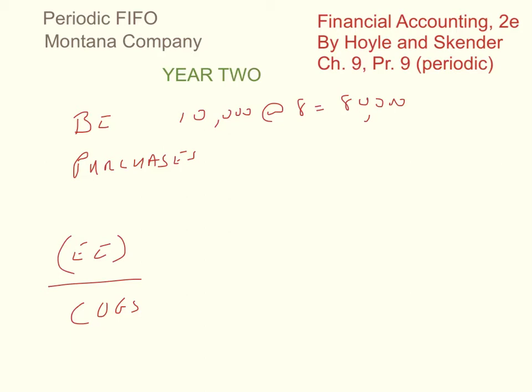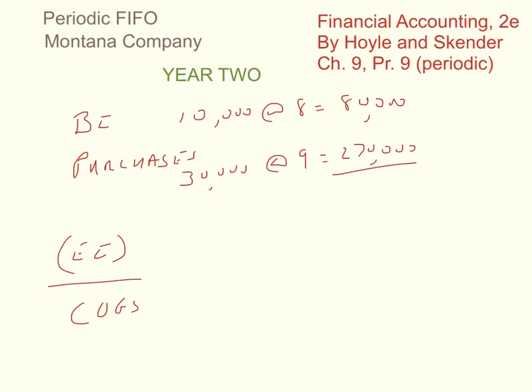In the second year, they purchased 30,000 more units. Once again, we have inflation, and so those units now cost $9 a piece, so $270,000. How much are the goods available for sale in year 2?